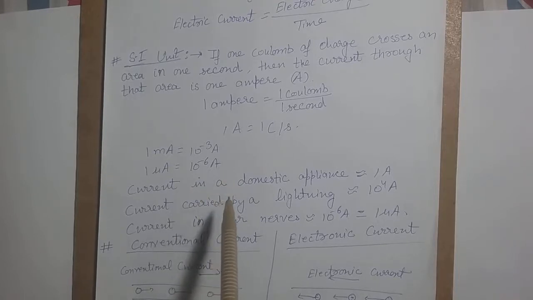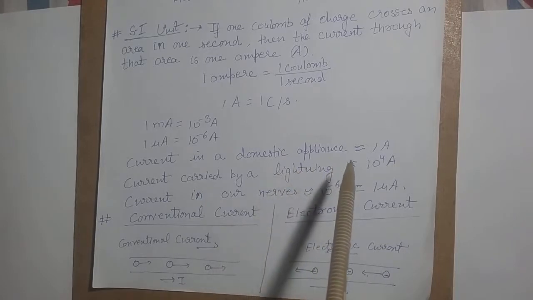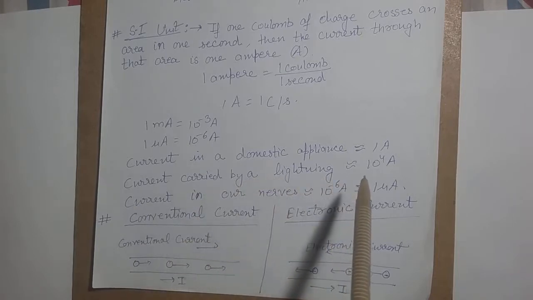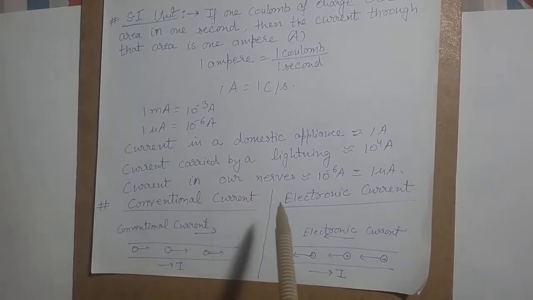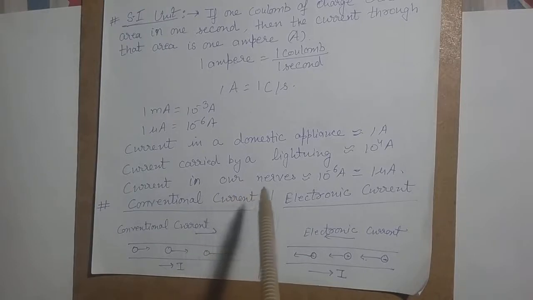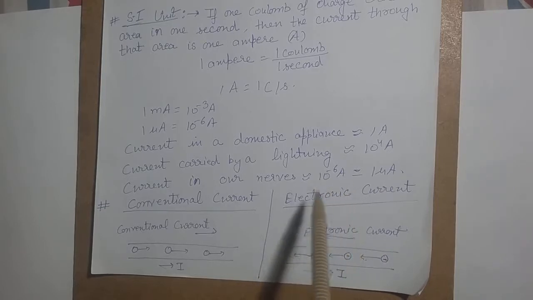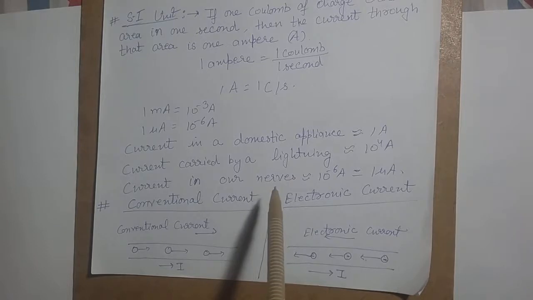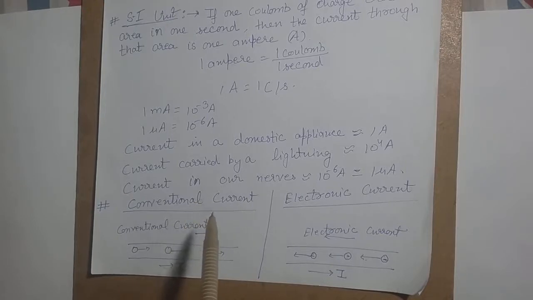And there are some values of current we are using in our day-to-day life, like in our domestic appliances, nearly 1 ampere of current is being used. A lightning during thunderstorm contains a current of the order of 10 raised to power 4 ampere. And in our nerves also, an electrical signal is flowing, and that electrical signal is of the order of 1 microampere, that is 10 raised to power minus 6 ampere. And you know that different organs convert these signals into electrical signals that are identified by our brain.